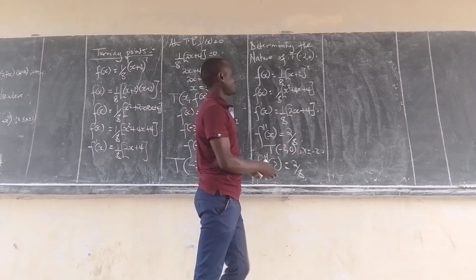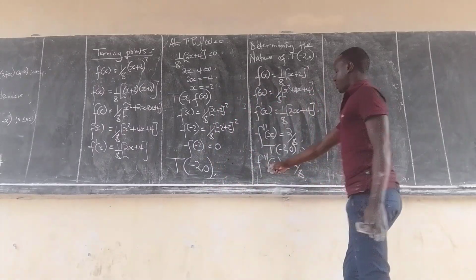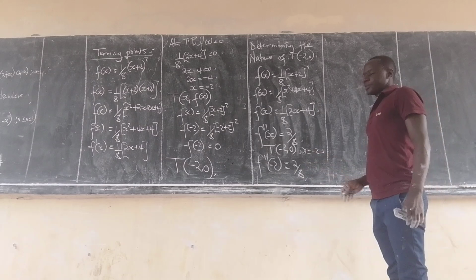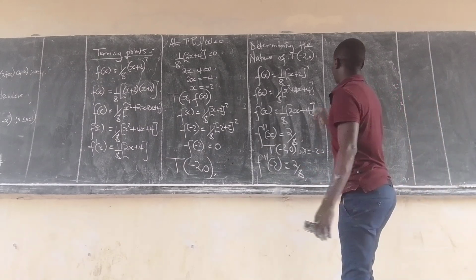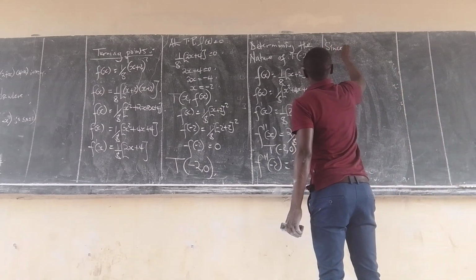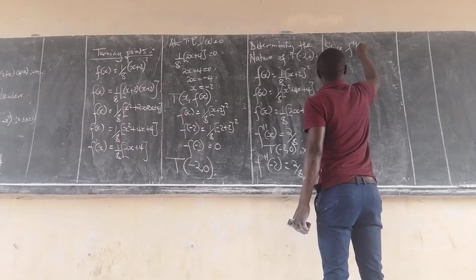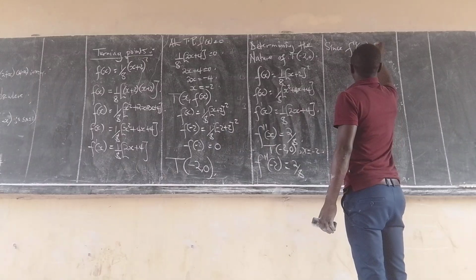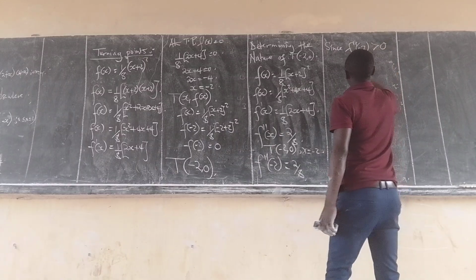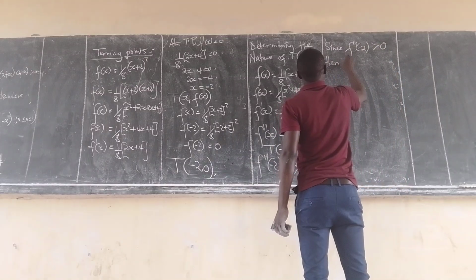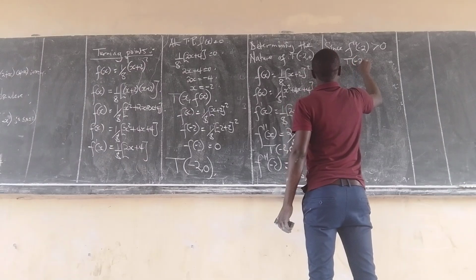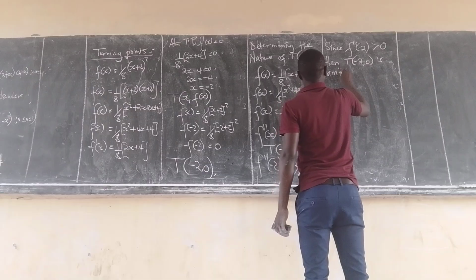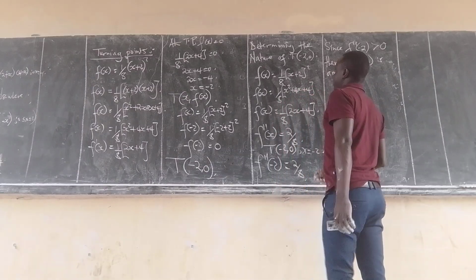Now having obtained f double prime at the x-coordinate of the turning point as this, we can conclude about its nature. So since f double prime of negative 2, which is 2 over 8, is greater than 0, then the turning point, which is negative 2, 0, is a minimum.